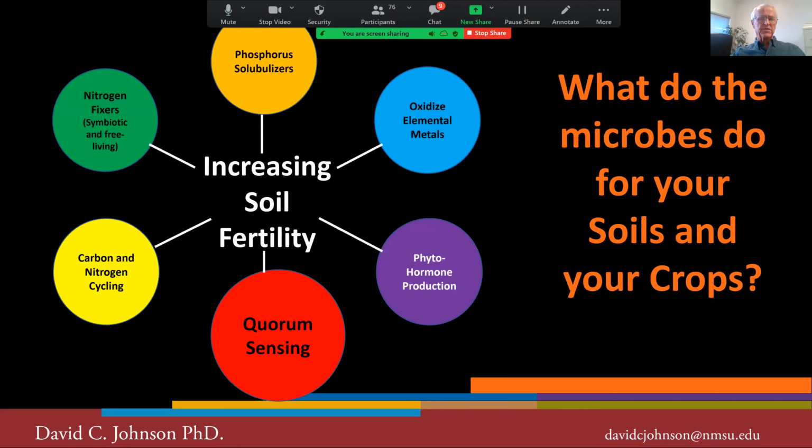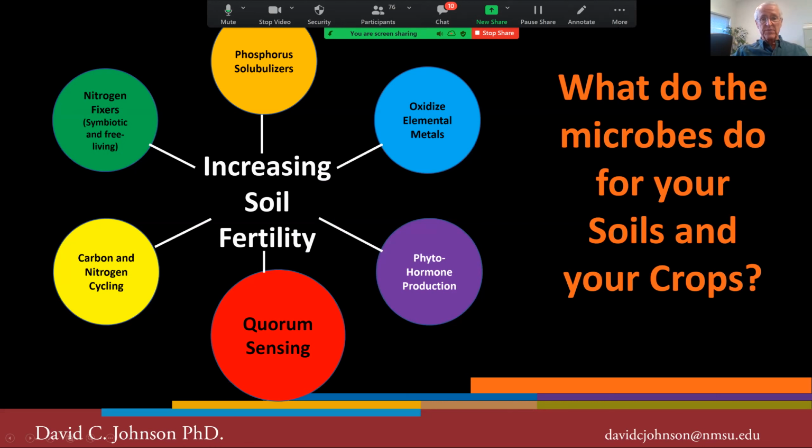So what do these microbes do for you? Well, nitrogen fixers. In this compost, you end up with a lot of symbiotic and free-living nitrogen fixing bacteria. You end up with phosphorus solubilizers. You have probably 40 years of phosphorus in your soil. It's just not available because of the soil chemistry. But when you bring these microbes in, they can free it up and make it available to the plant.